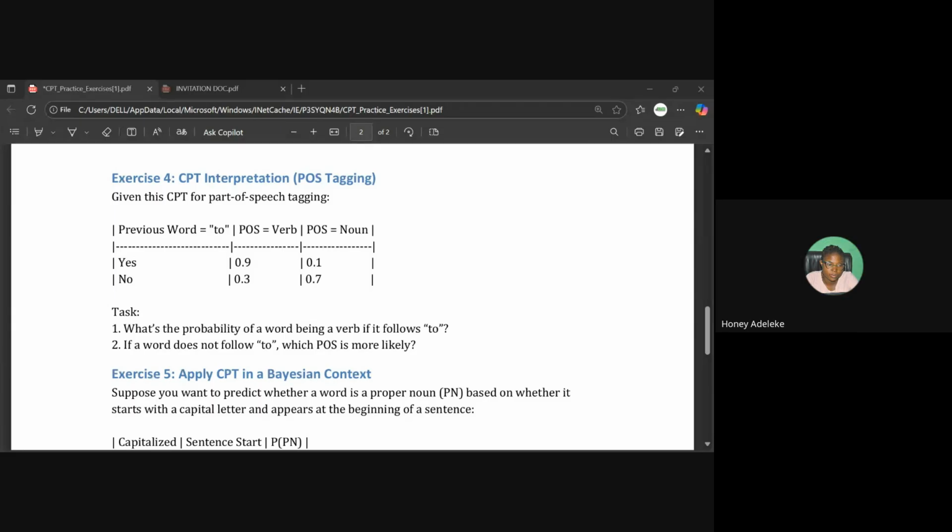I would want us to probably pick or give me one sentence that falls into this table. Okay, which sentence is it that has to? Okay, let me just do this one. For example, let's say I want to eat. So the word is following.